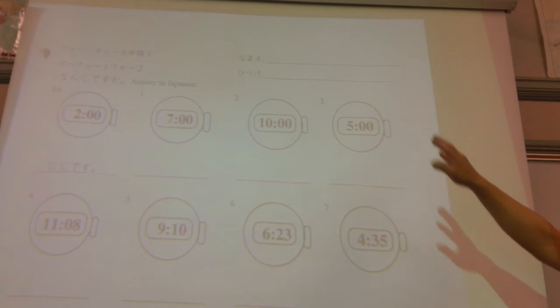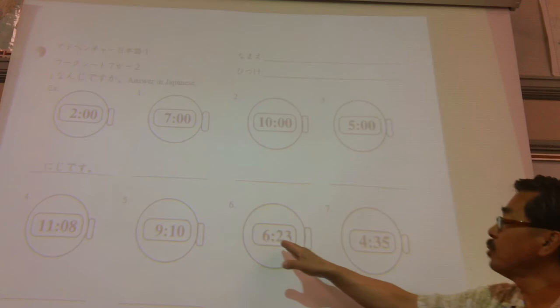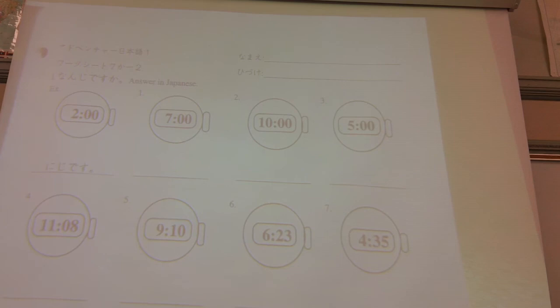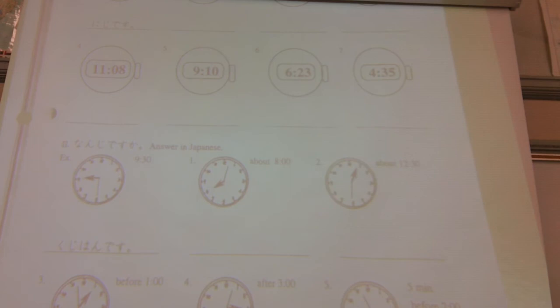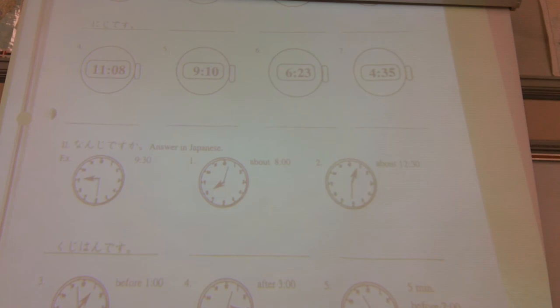So, nanji desu ka? Okay? So, combine. You already know. 11:08, 9:10, 6:23, 4:35. So you know how to say. So do you know how to write? And the bottom. About 8 o'clock, about 12:30. Before 1. After 3. 5 minutes before 7. Go ahead.